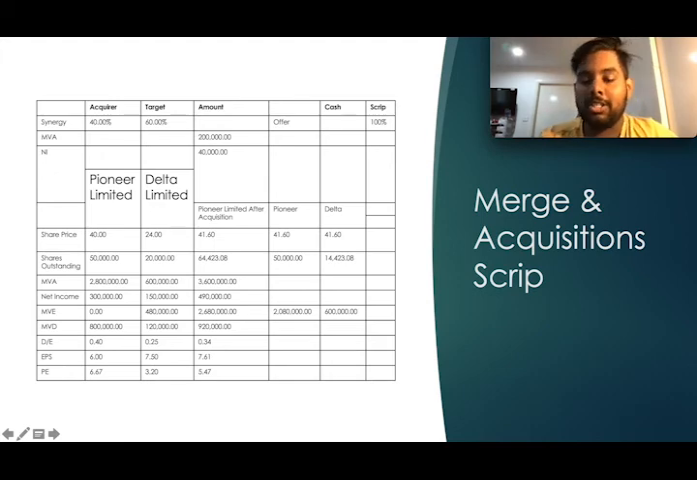The shares outstanding for Pioneer Limited is at 50,000 and Delta Limited is at 14,423, and market value of equity for Pioneer is at 2,080,000 and Delta is at 600,000. So after acquisition of Delta Limited, Pioneer has been able to have an increase in the equity and shares outstanding.